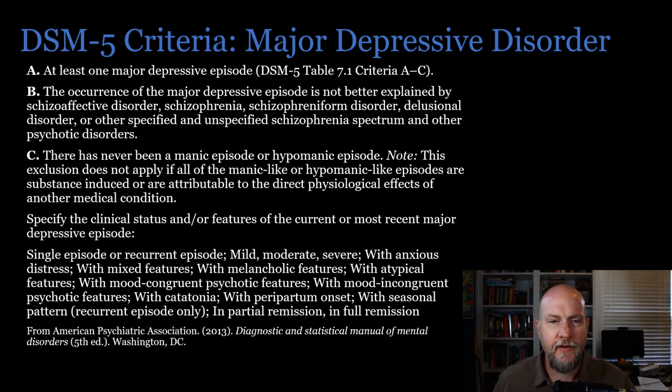So here is our very packed slide with the DSM-5 criteria for major depressive disorder. Right there, letter A, the first thing I want you to notice is at least one major depressive episode. And again, we've talked about that already in this lecture. Criterion B is the occurrence of the major depressive episode is not better explained by any of the following. Now, these are all different diagnoses within the DSM.